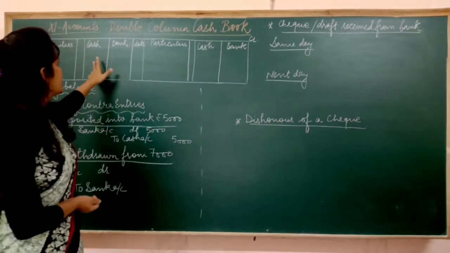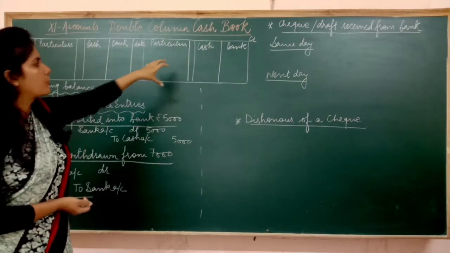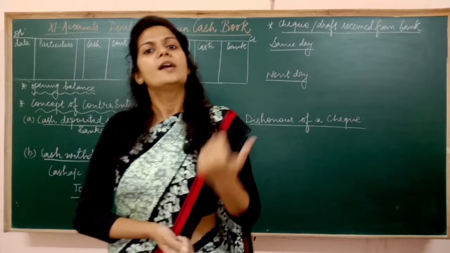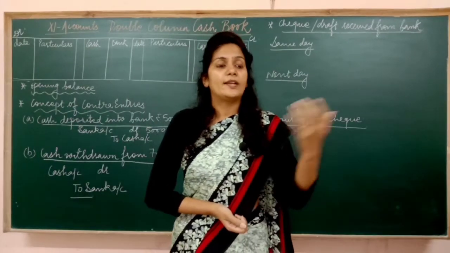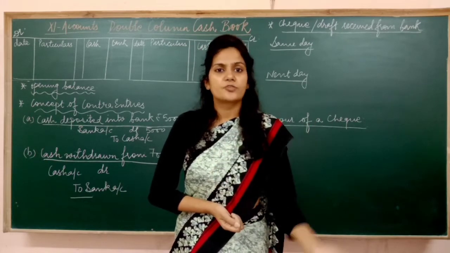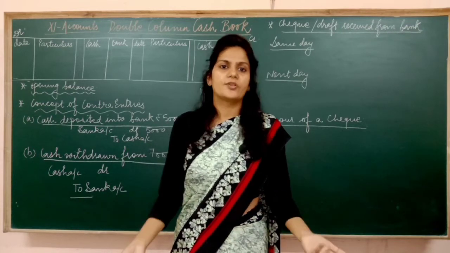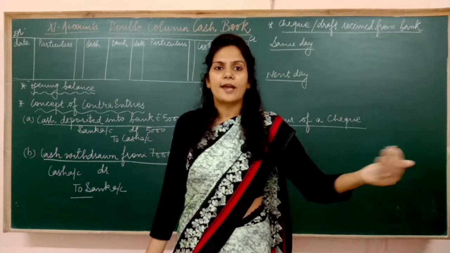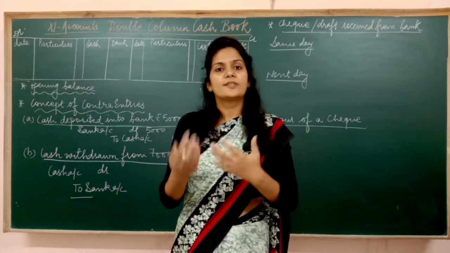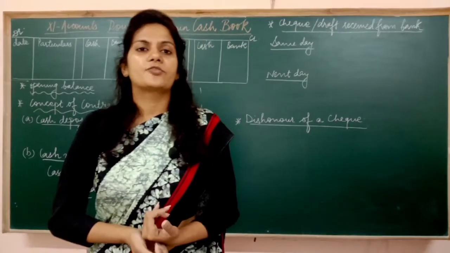Here cash basically indicates that in this column you have to record those transactions which are related to cash, like you have paid cash to somebody, you have received cash from Mohan, you have paid cash to Sohan, you have received interest, you have paid rent, cash transactions, you have purchased goods for cash, or you received cash because you have sold goods for cash, so this is also a cash transaction.